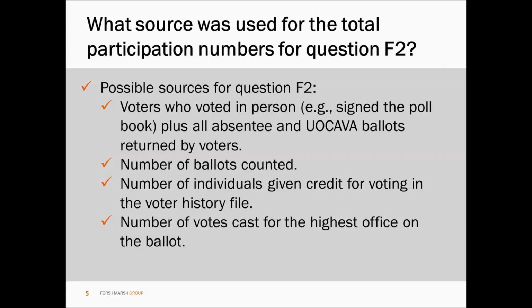Question F2 is asking for the source of your participation number. Was it the number of people who voted in person and signed into the poll book, plus all absentee and UOCAVA ballots returned by voters? Was it the number of individuals who were given credit for voting in the voter history files, or was it another method that you used to report the numbers in question F1?